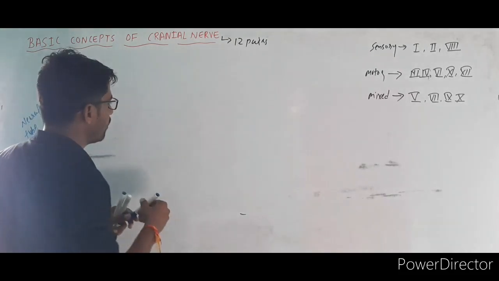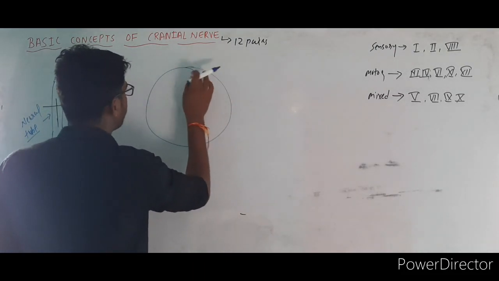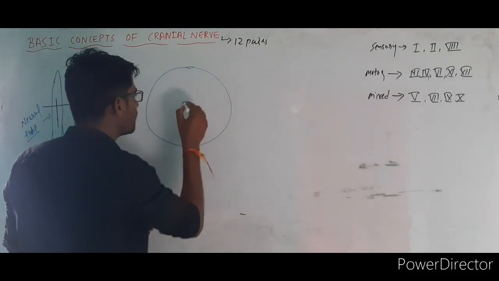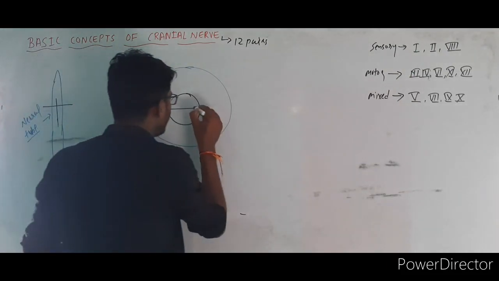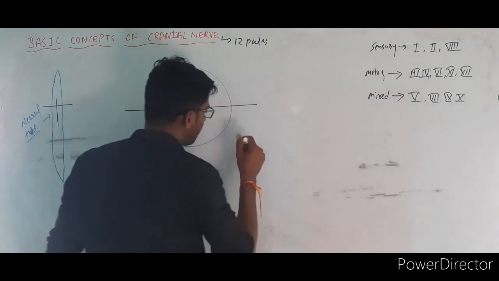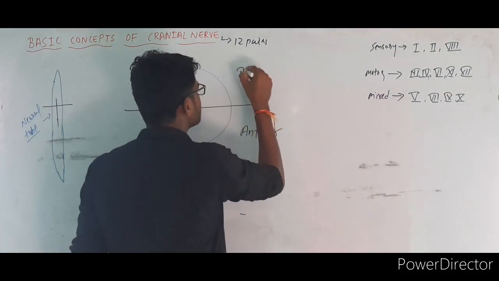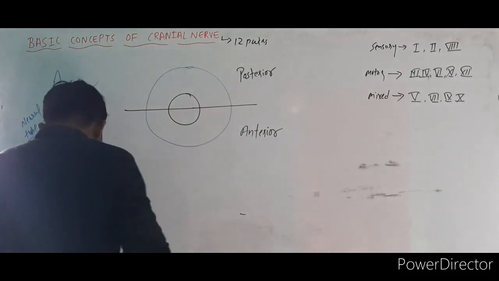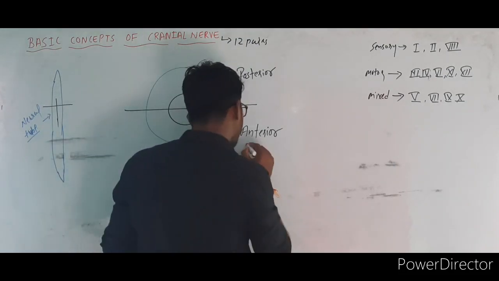This is your neural tube, and here will be your cavity. This part is your cavity. Let's divide it from here. So this will be the anterior part, and here is the posterior part. Now this anterior part is also called the basal plate.